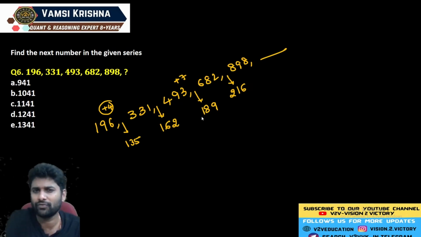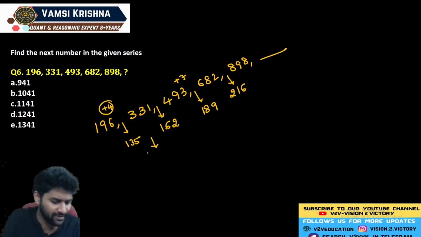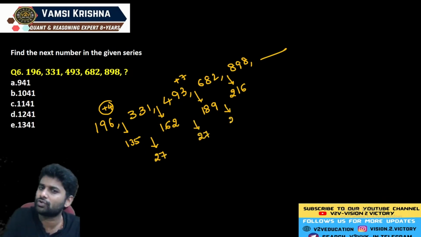Still, we are unable to find what kind of series it is. Again, find the double difference. What is the double difference here? It's a difference of 27 units. It's a difference of 27 units. See, if you go through the double difference, it's a common value, guys. It's increasing exactly 27 units.